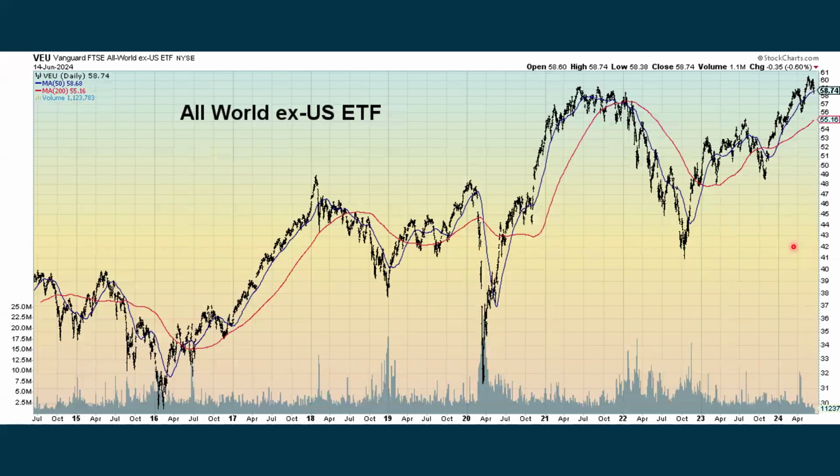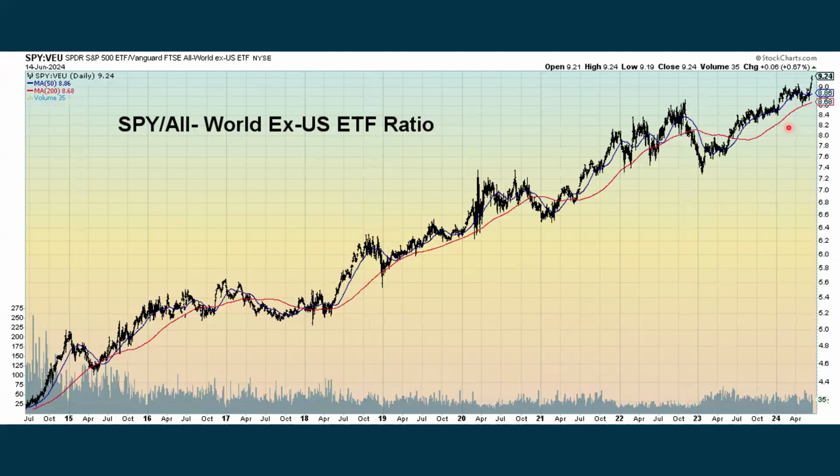We look at the all world ETF, but taking out US stocks, coming back down to its 50-day moving average, but still in an uptrend. Then we do a ratio between the SPY, which is the ETF for the S&P 500, and compare it with world stocks, taking out those US stocks.